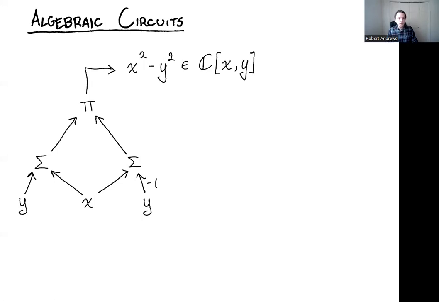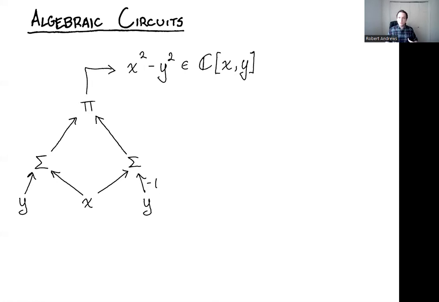So for example, in the circuit on the slides here, the bottom left gate computes the polynomial x plus y, the bottom right gate computes the polynomial x minus y, and the top gate computes their product, which is x squared minus y squared. You can view this over any field you like. For the purposes of this talk, you can just think of it as taking place over the complex numbers.